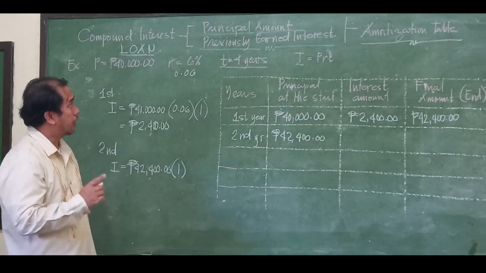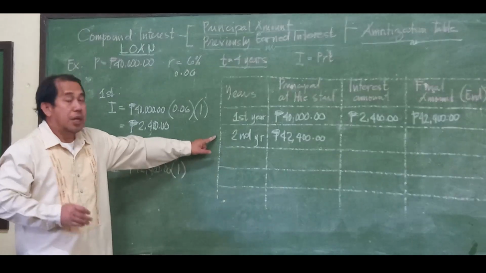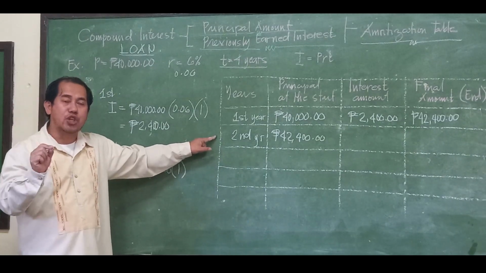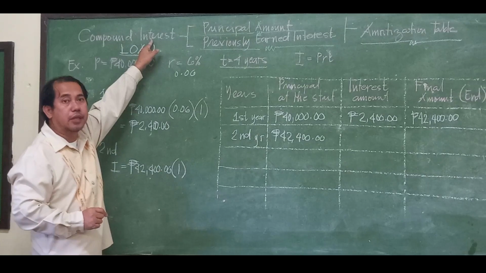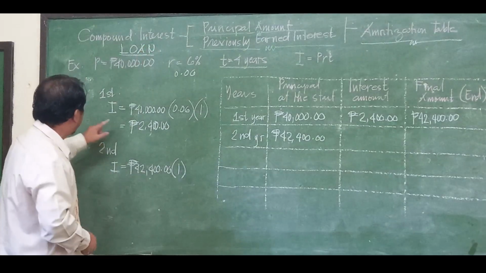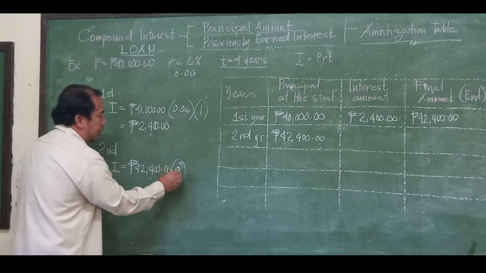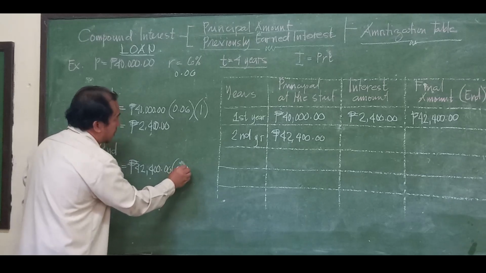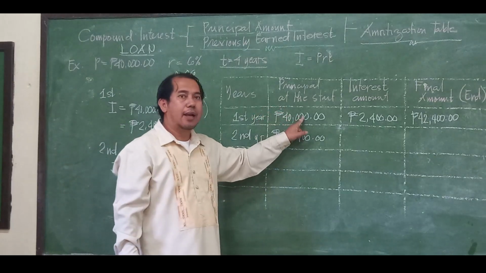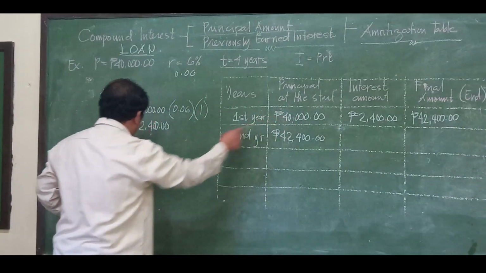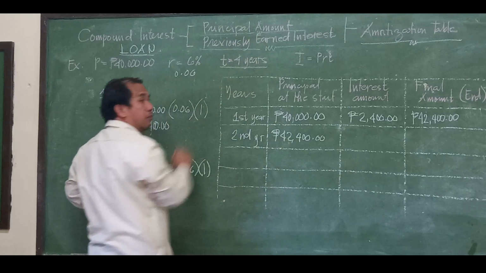Notice, listen. In our second year, this is already the first computation where you can see the application or the meaning of compound interest. Why? Because when we are going to get the interest, we make use of what? Principal. What is the principal? 40,000 pesos. That's the principal amount.